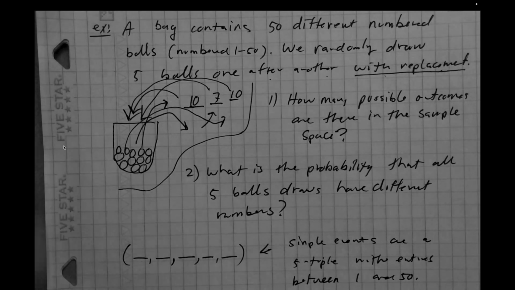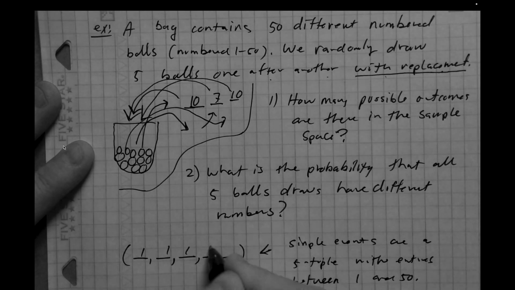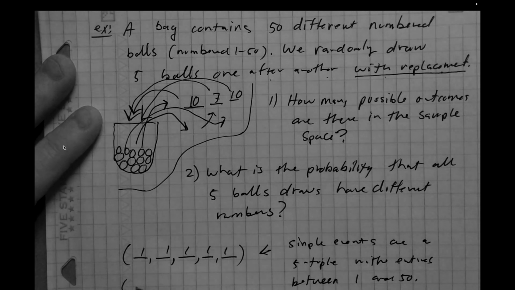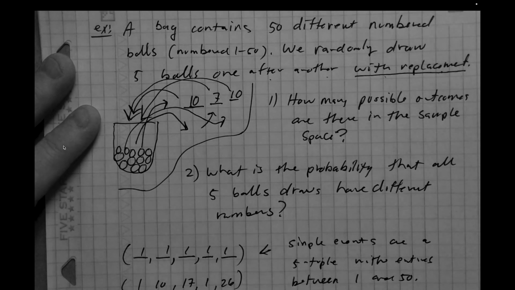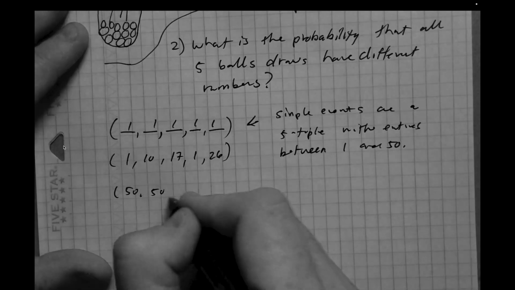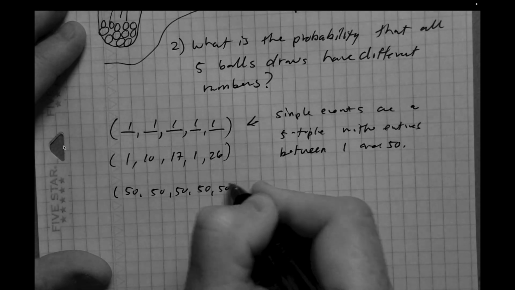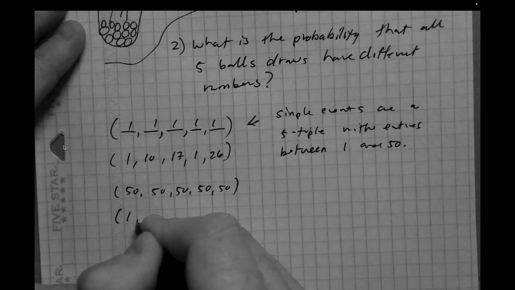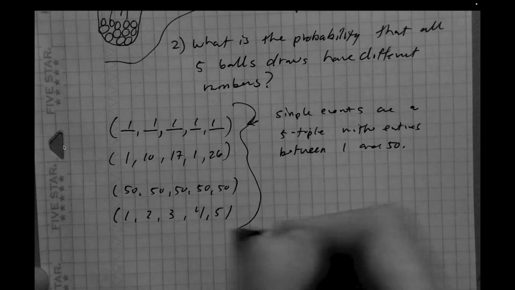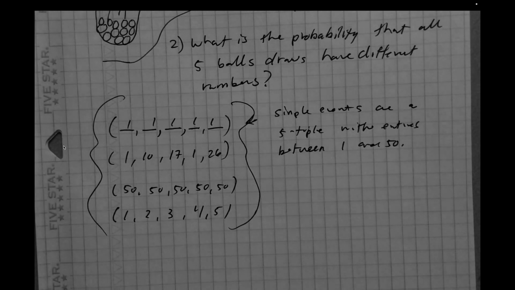And it's possible one of the entries in there is 1, 1, 1, 1, 1. It is possible to draw the same number 5 times in a row. It's also possible to go 1, 10, 17, 1, 26. That would be another one, right? Then, of course, 50, 50, 50, 50, 50. That's one. You could get lucky and pull 1, 2, 3, 4, 5. You know, that's a possible entry. So these are all examples that are in the sample space. Now the question is, how many of these examples are there?